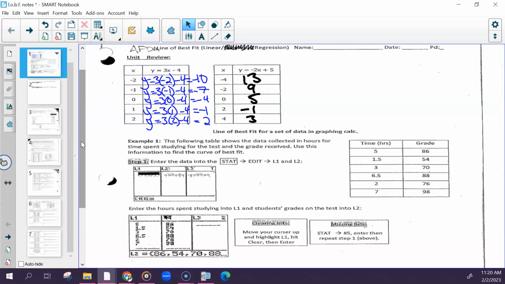Great. Before we do anything on our calculator, we're given a set of data points. One's time spent studying, one's the grade someone received. These aren't for anyone like you guys, it's random data. You have to decide which one depends on the other. Does time spent studying depend on the grade, or does the grade depend on time spent studying? What do we think? Yeah. Whichever one depends on the other, that's going to be your y, and the other one x.